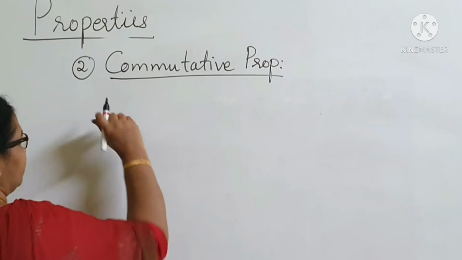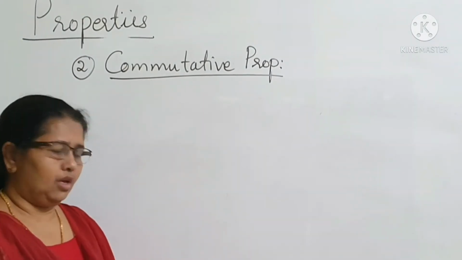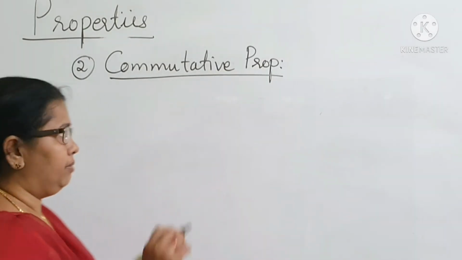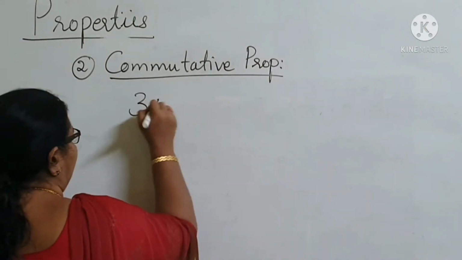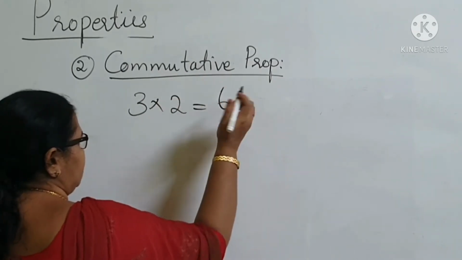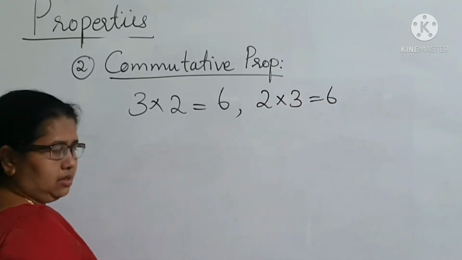Commutative property. We know integers are commutative under addition. That is, we can add integers in any order. So let us check with the multiplication. 3 into 2 is equal to 6. 3 2s are 6. What is 2 into 3? 2 into 3 is also 6.